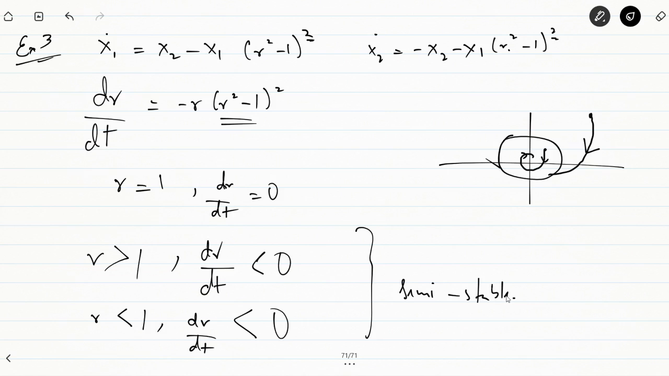So we have taken this example जिसमें हमने 3 different cases लिए, एक stable system का लिया, दूसरा unstable system का लिया, और तीसरा एक semi-stable system का लिया.